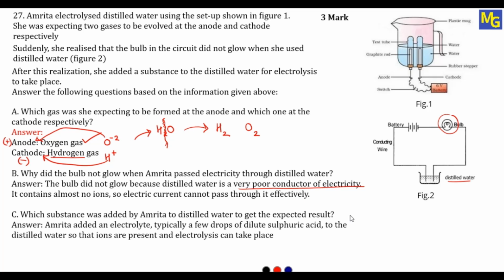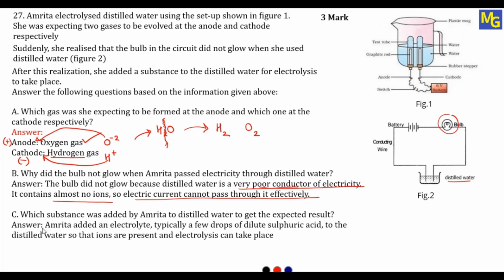If there are no ions in the water, then nobody will be there to pass the current, and therefore distilled water is a poor conductor of electricity. It contains almost no ions, so electric current cannot pass through it effectively, and therefore the bulb did not glow when Amrita passed electricity through distilled water.